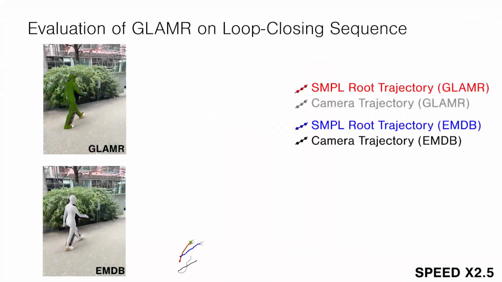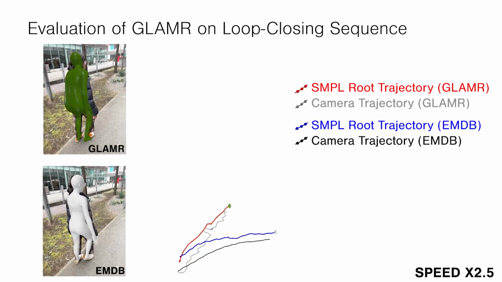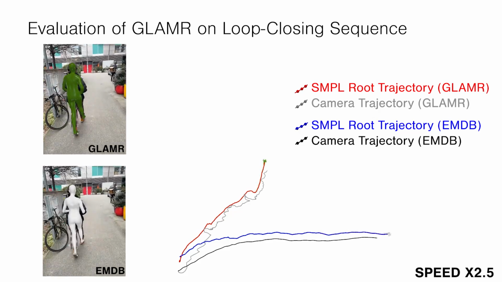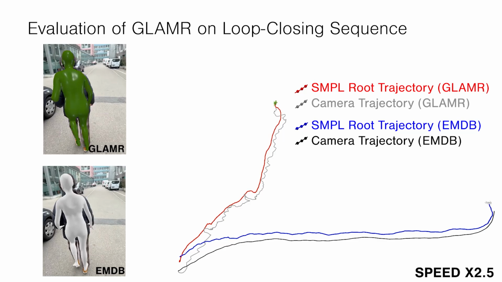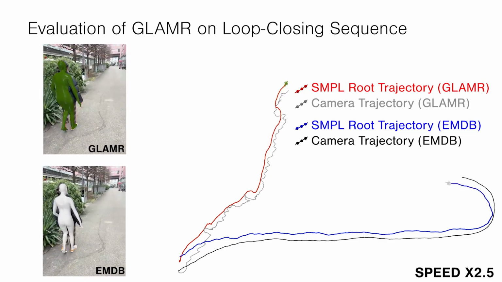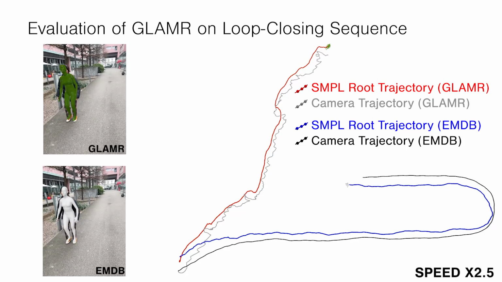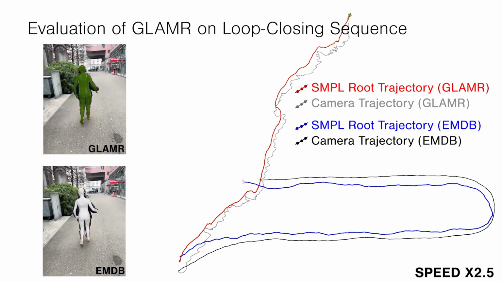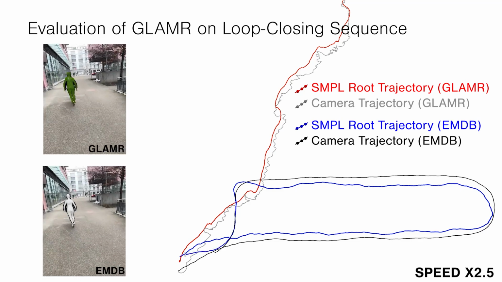Finally, we also evaluate recent work on the task of estimating the global body and camera trajectory. Here we show the result of GLAMR on a loop closing sequence taken from EMDB. While the reprojected local poses look reasonable, the predicted global trajectory of GLAMR drifts significantly. With several interesting global trajectories included in EMDB, we believe it will play a major role in advancing future work in this challenging field.